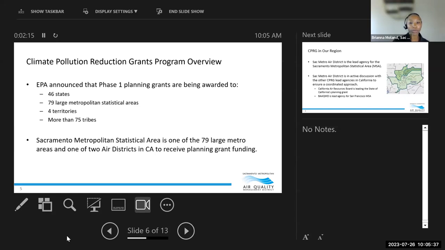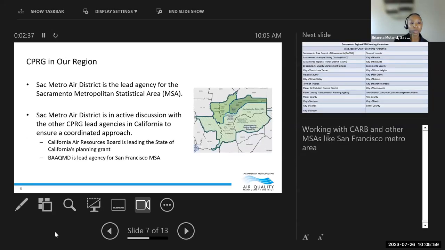EPA announced that phase one planning grants are being awarded to 46 states, including California, 79 large metropolitan statistical areas, four territories, and more than 75 tribes. The Sacramento Metropolitan Statistical Area is one of the 79 large metro areas and one of the two air districts in California to receive planning grant funding. The Sac Metro Air District is the lead agency for the Sacramento Metropolitan Statistical Area, shown on the right-hand side of your screen. El Dorado, Sacramento, Yolo, Sutter, Yuba, Nevada, and Placer counties are all included in this MSA.